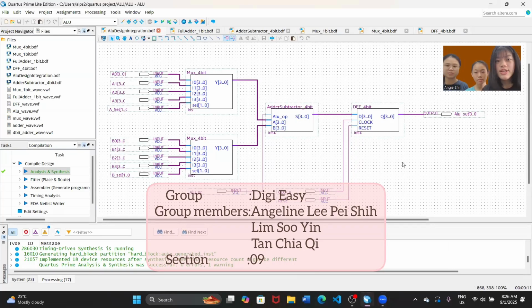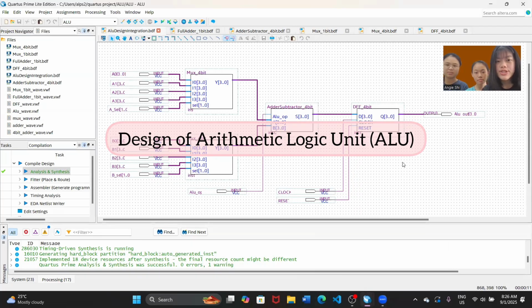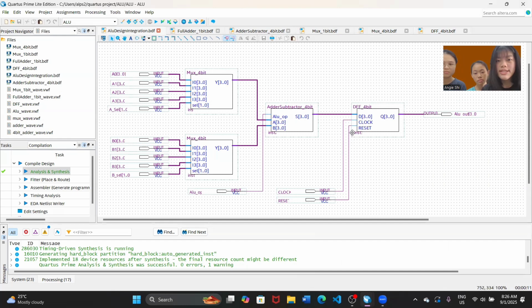Hi, we are DGED. Today, we will be discussing the design of arithmetic logic units. Let's first look at a complete design of the ALU.